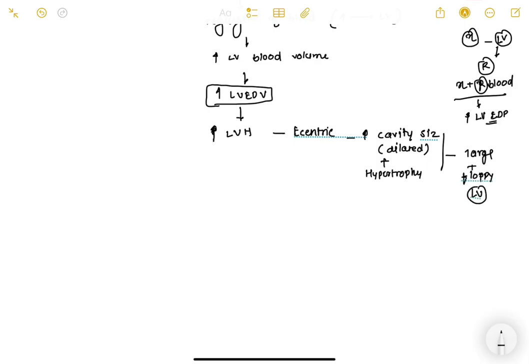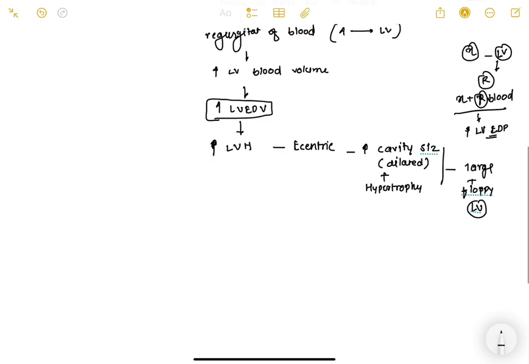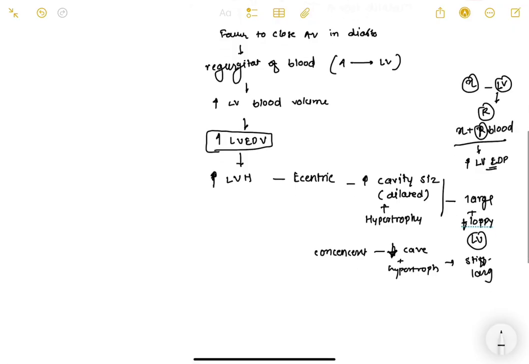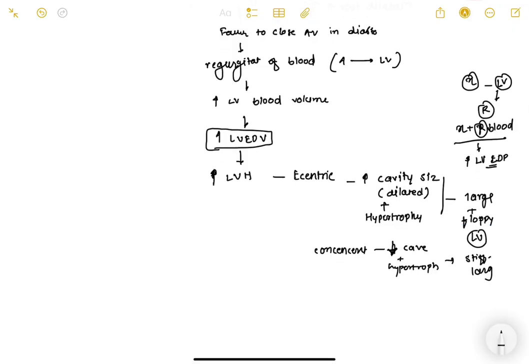Previously, in aortic stenosis, we studied concentric. What do you mean by concentric? There is a decrease in cavity plus hypertrophy, and the left ventricle is stiff and large, but the cavity is decreased. Okay. So here in aortic regurgitation, we will get the eccentric hypertrophy.